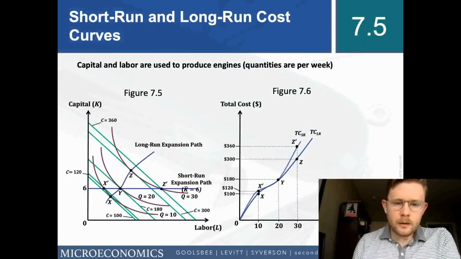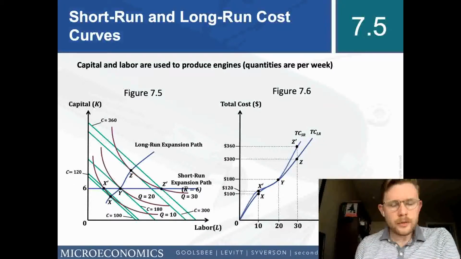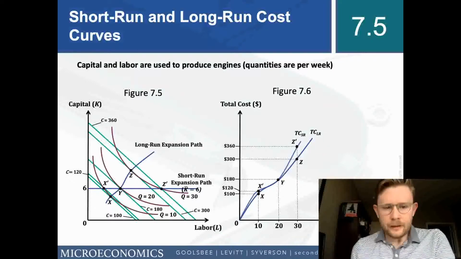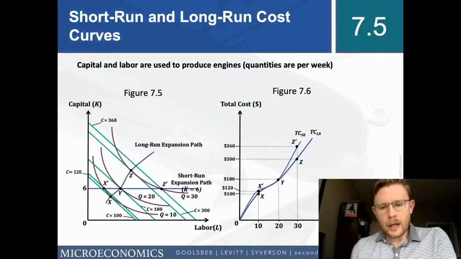The problem with these two, Z prime and X prime, is that even though the cost curve is the same, for that X prime, it costs 120 to produce 10 units, and at Z prime it costs 360 to produce 30 units. That's not the efficient allocation of our resources. We can still produce 10 units at point X, and we can still produce 30 units at point Z in the long run. So in the short run, since we have this fixed capital, we are not operating at the long run efficient outcome.